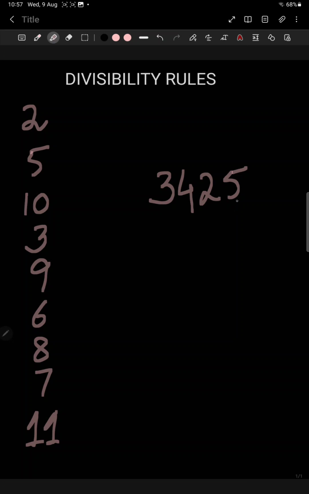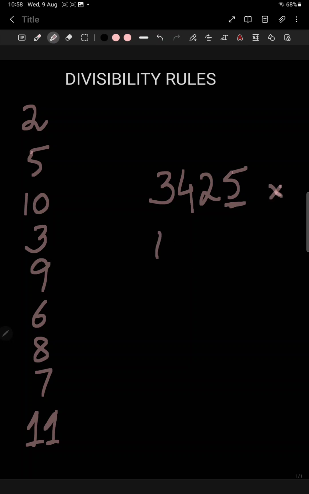The divisibility test is just to check the number at the unit place, the number at the most right side. If this number is even, then the whole number will be divisible by 2. So this number 3425, the last digit is 5, which is odd, so this number is not divisible by 2. So we will say this is not divisible by 2.